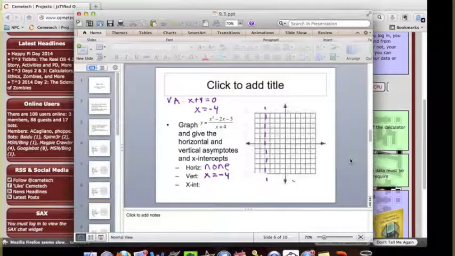X-intercepts are where our numerator equals 0. Got a quadratic, you've got some options in how to solve this thing. You could use your quadratic formula. You could factor it. That's my favorite. I suppose you could complete the square, but most people don't like that. So I would say you're probably going to stick to quadratic formula or factoring.